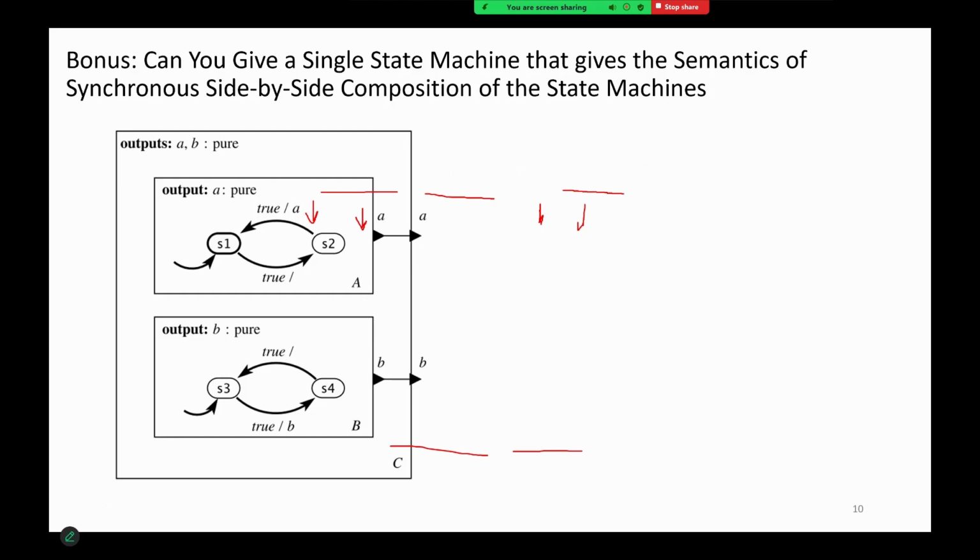Now the first bonus question: can you write a single state machine that describes the semantics of this synchronous composition? It's not an easy question, but yeah.